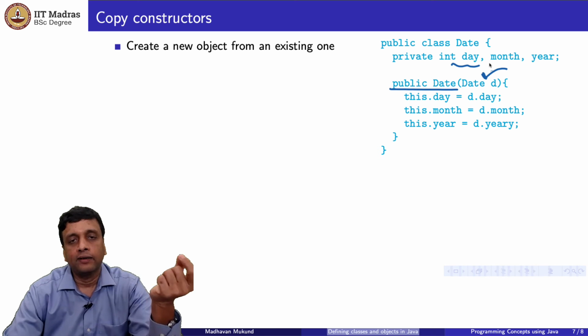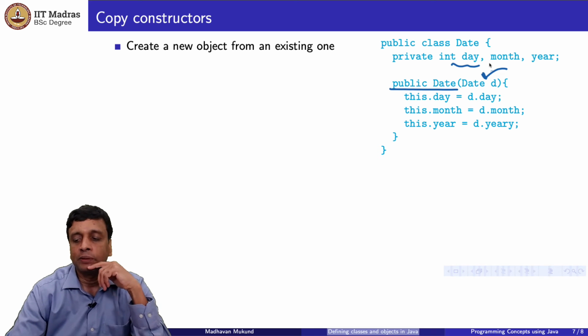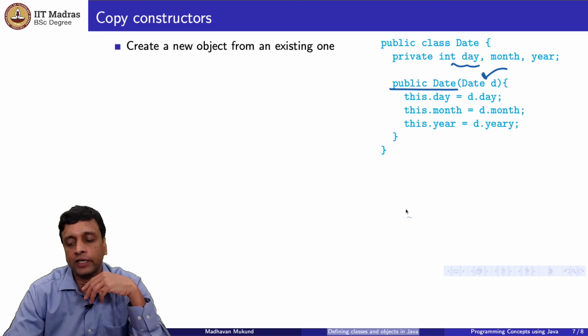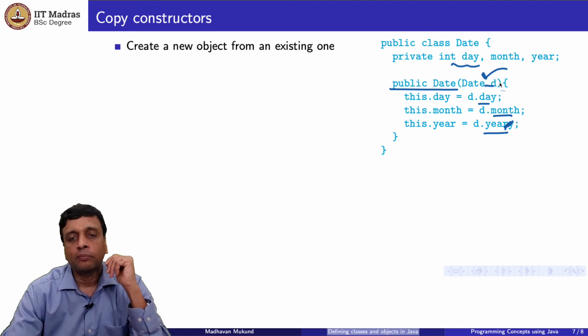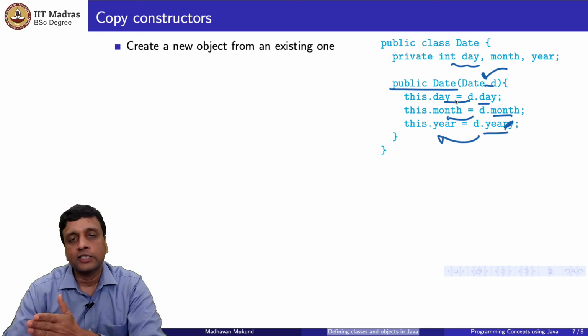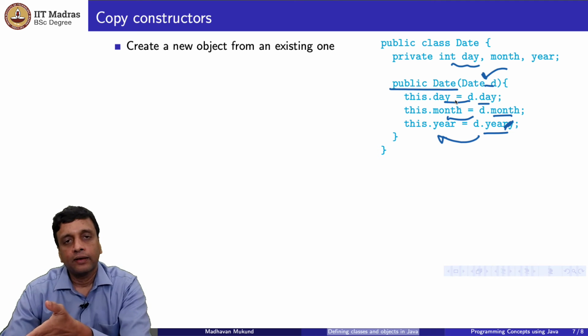So I will create a date using another date. And what will I do? I will copy the instance variables from the other date. Remember that if I have an instance variable inside an object, I use the object name dot the variable name. So I'm looking at the day, month and year inside d. So d dot day, d dot month, d dot year, and I'm going to copy it to this dot month, this dot day and this dot year. So I'm going to copy the instance variables from there to here. So I'm basically taking an existing date d and creating it.